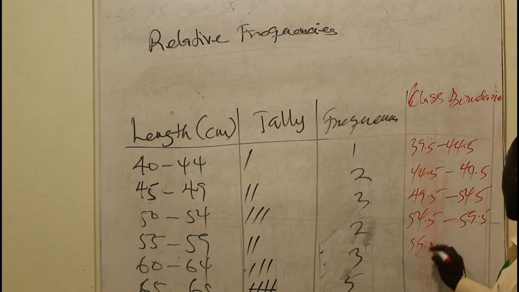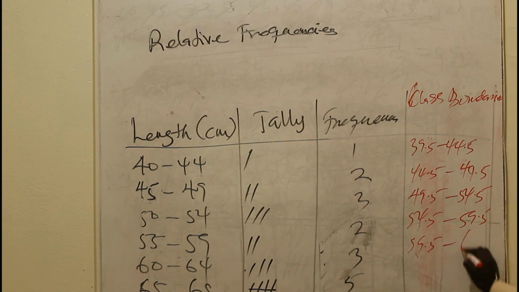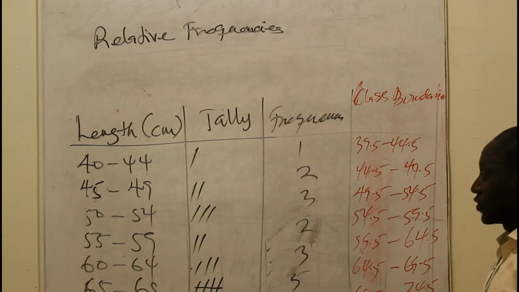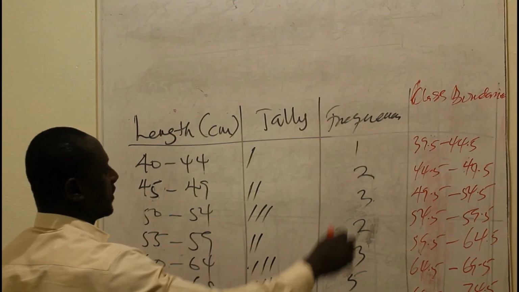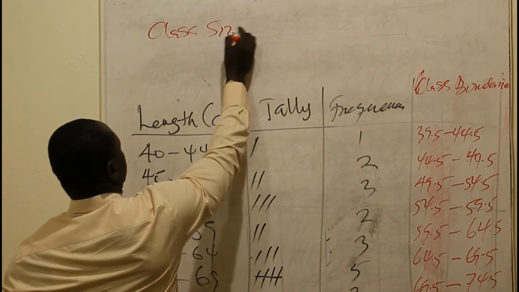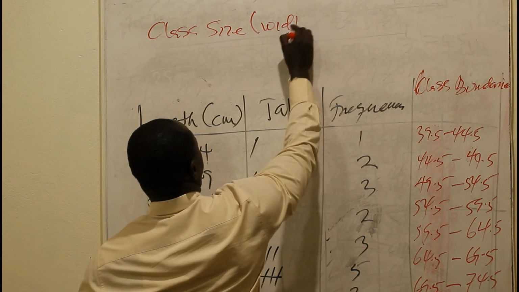59.5 to 64.5, 64.5 to 69.5, 69.5 to 74.5. The last one is 74.5 to 79. And so these are the class boundaries. From the class boundaries, you can get the class size, or what we call the class width.